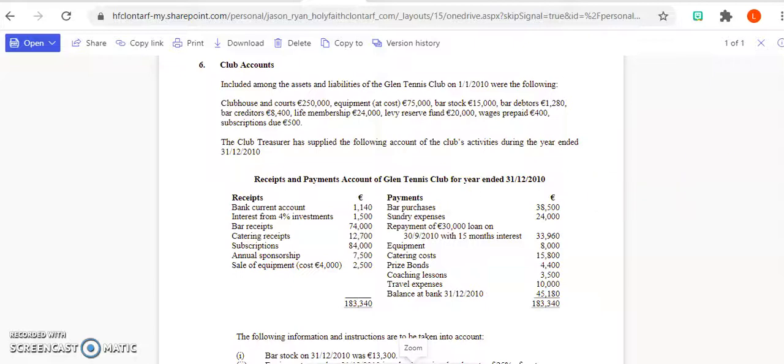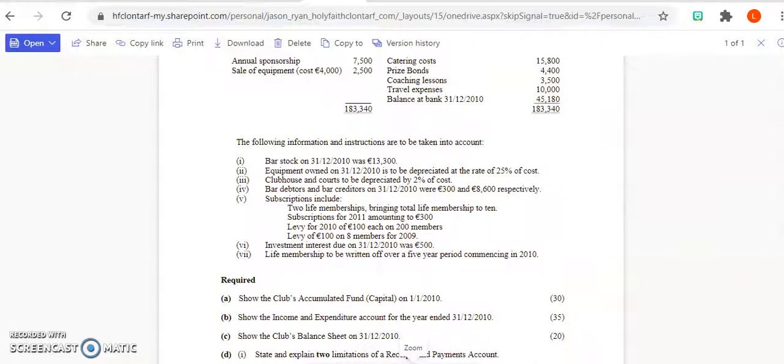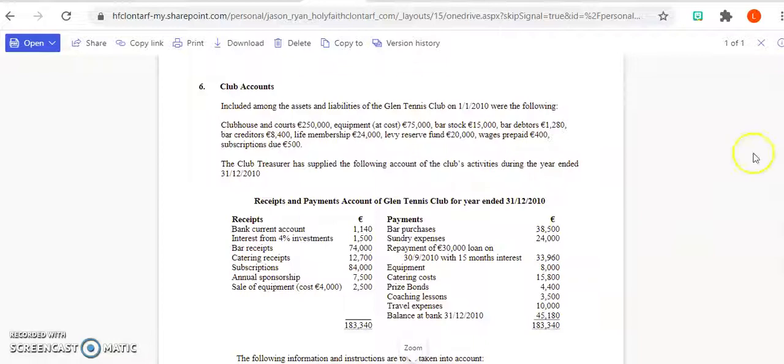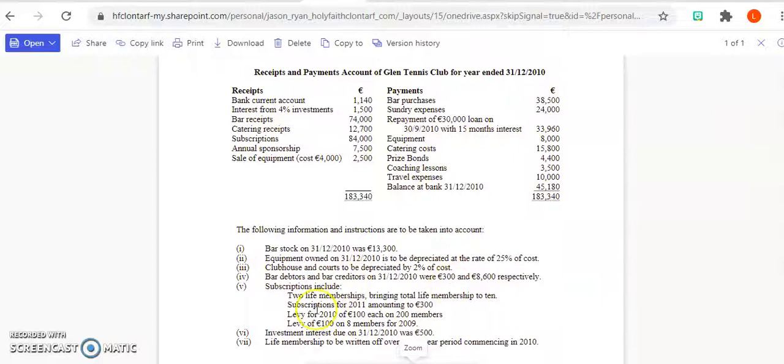Okay, so after the accumulated fund is done, I usually get my students to do the bar trading account. So your bar trading account is where we take your bar receipts, take away any debtors at the start of the year, because that's from the previous period, add on any debtors at the end of the year, because that's for this period. That'll give you your sales figure.